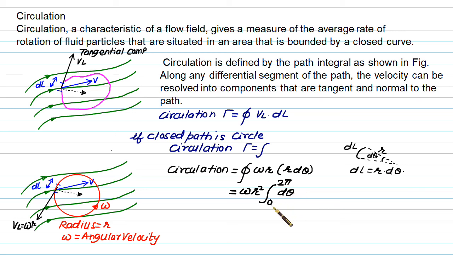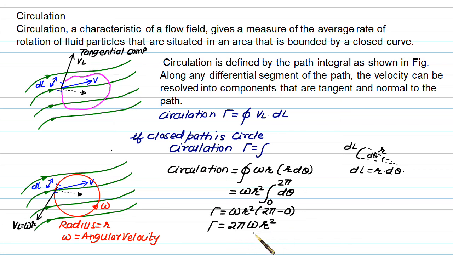If you solve this, you will get the circulation around a circular path equal to omega into r square into 2 pi minus 0. That is, the circulation for a circular closed path will be equal to 2 pi into omega into r square.